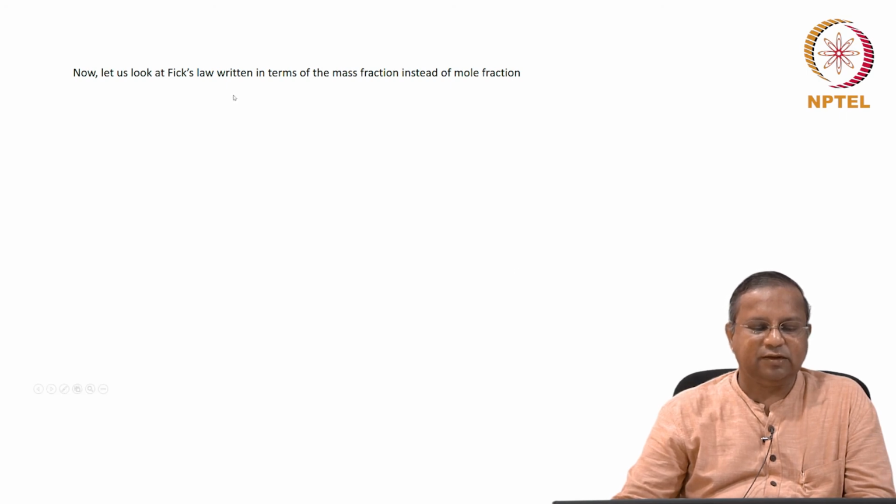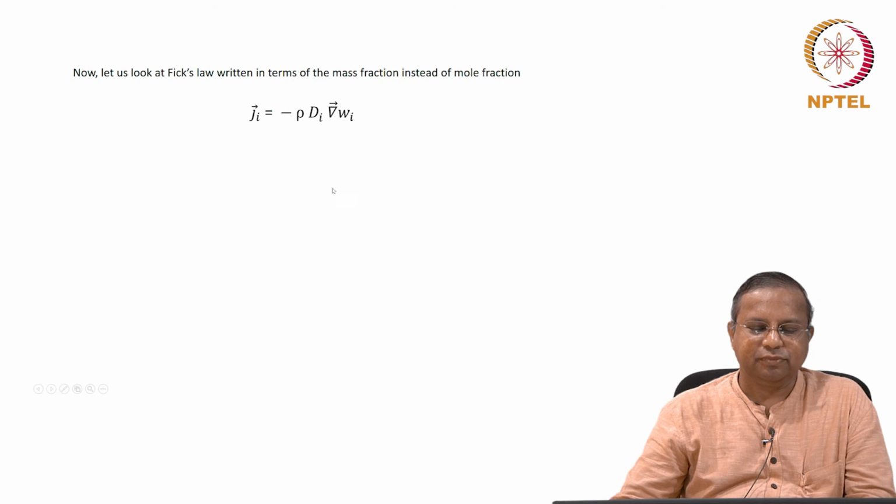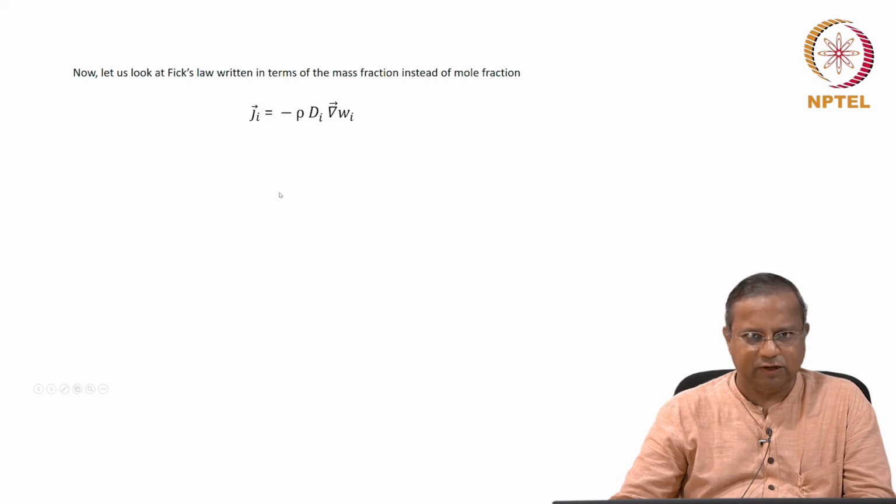Let us see Fick's law written in terms of mass fraction instead of the mole fraction. You could do that either way. I am just going to say this: J_I, the mass flux of I, equals minus rho D_I del of w_I. This is mass flux and this is mass fraction. That is mole flux and mole fraction. This is mass flux and mass fraction. You can actually derive this.